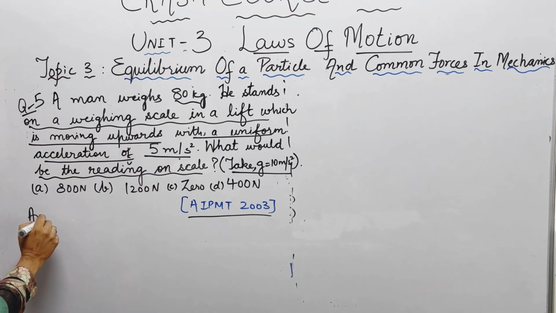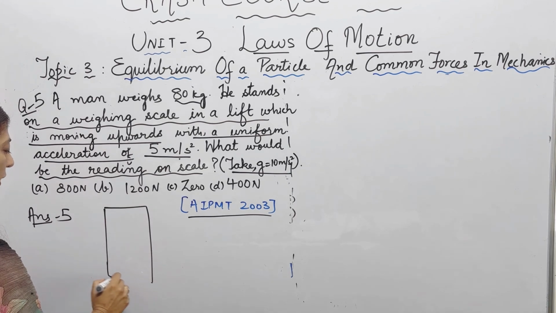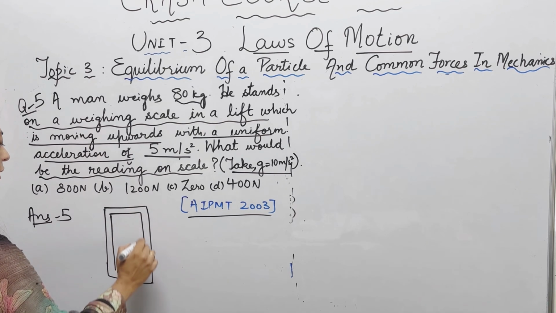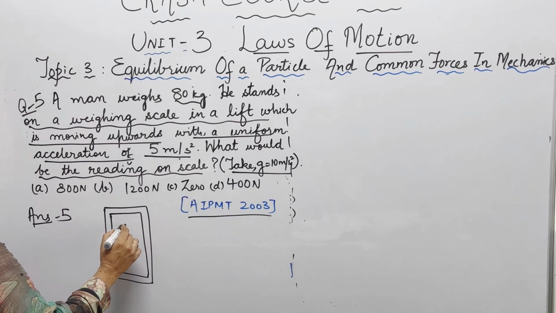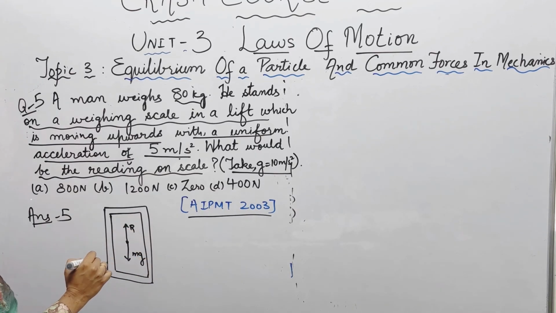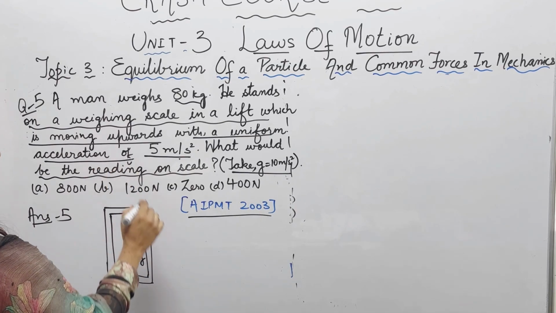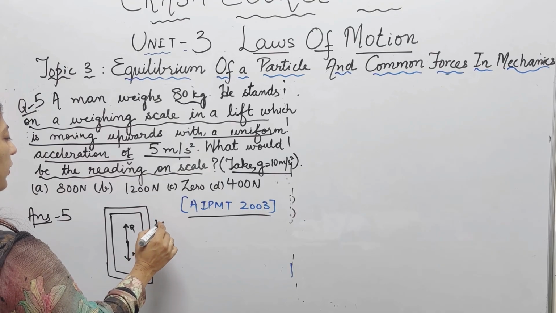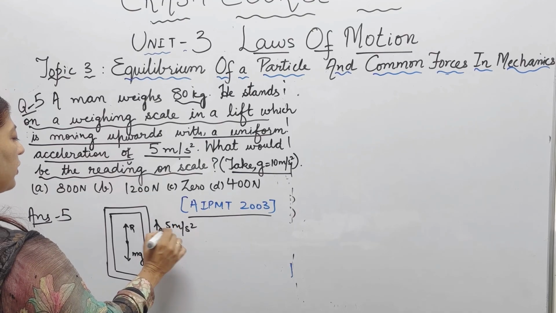To solve the question, just remember the basic concepts that we have learned. There we have done the case when the lift is moving in the upward direction. Keeping those things in mind, we are going to do this question. This is a lift on which a man is there. So this is the upward reaction and the weight mg in the downward direction. The lift is moving in the upward direction with an acceleration of 5 meter per second square. This is the value of a.